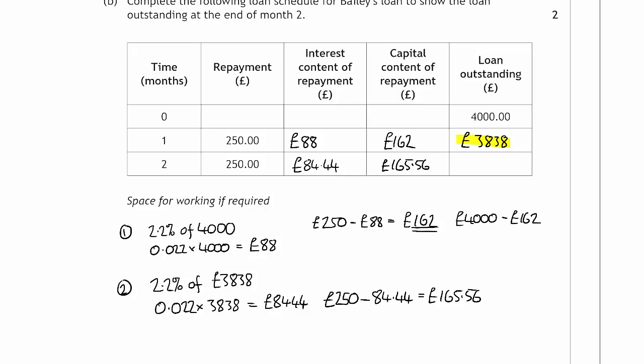And then to actually work out how much of the loan is outstanding, well, that was 3,838, and then we're going to take away 165.56, and that's going to give us £3,672.44. Okay, so after 2 months, that's how much of the loan we have left.